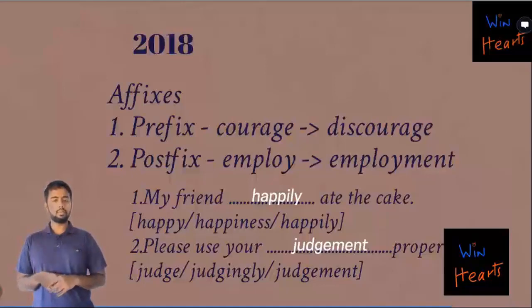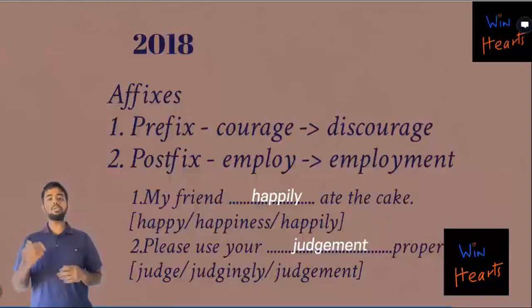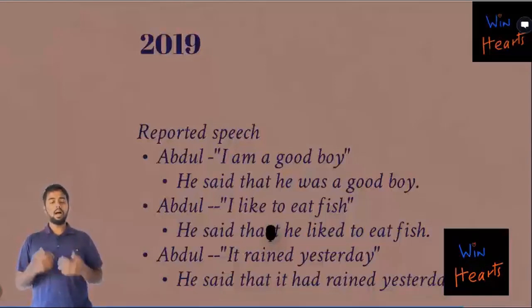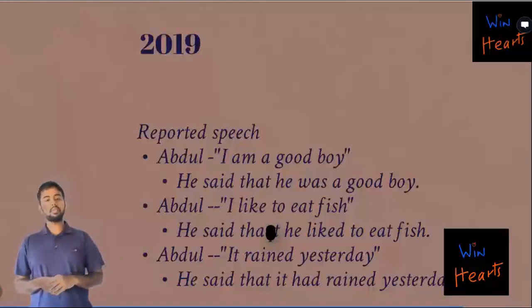In 2019, however, they upped the ante and asked you to convert a few sentences into reported speech. Reported speech, which is quite easy for you, was the target to be achieved in 2019. For example, I am a good boy. He said that he was a good boy. I like to eat fish. He said that he liked to eat fish. It rained yesterday. It had rained yesterday. So these sorts of formats were expected from you.